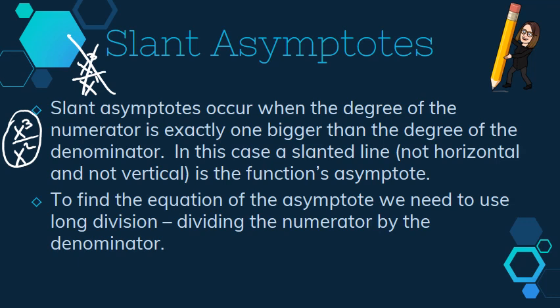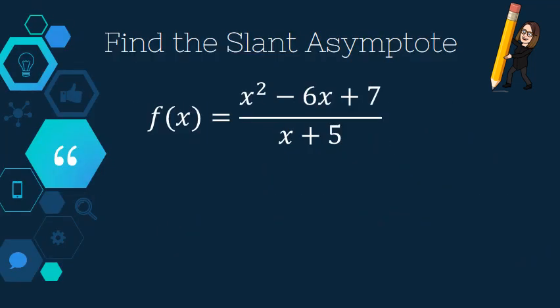So to find the equation of that asymptote, we're going to go back to the long division that we learned a while ago. It didn't seem to have very much of a purpose at the time, but now we are going to use it in order to graph. So, quick review of dividing.